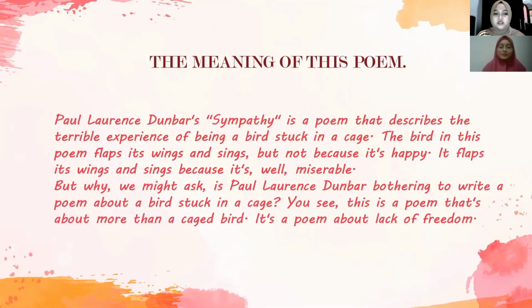Okay, and the last topic question is the meaning of this poem. Paul Laurence Dunbar's Sympathy is a poem that describes the terrible experience of being a bird stuck in a cage. The bird in this poem flaps its wings and sings, but not because it's happy. It flaps its wings and sings because it's, well, miserable. But why, we may ask, is Paul Laurence Dunbar bothering to write a poem about a bird stuck in a cage? As you can see, this is a poem that's about more than a caged bird. It's a poem about lack of freedom.